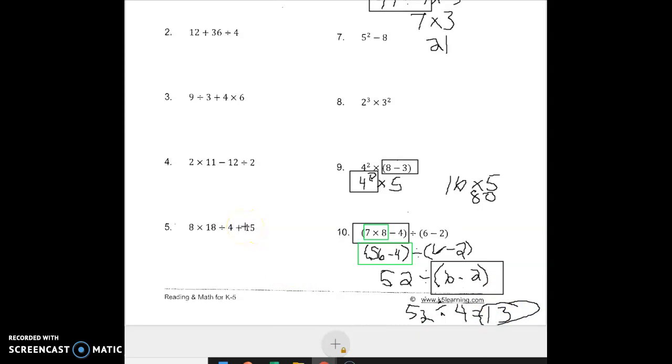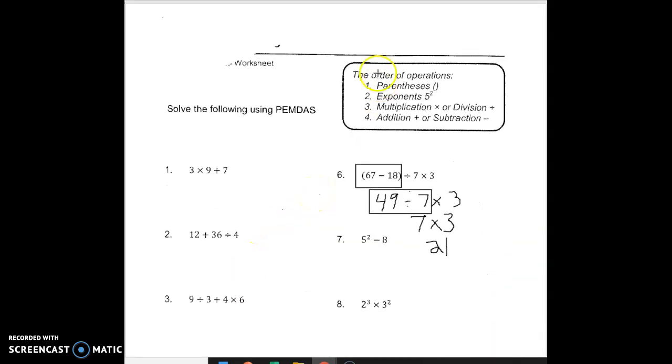So just remember, constantly ask yourself these questions. Do I have parentheses? Do I have exponents? Do I have multiplication or division? And do the one that comes first. And then lastly, do I have addition or subtraction? Do the ones that come first.